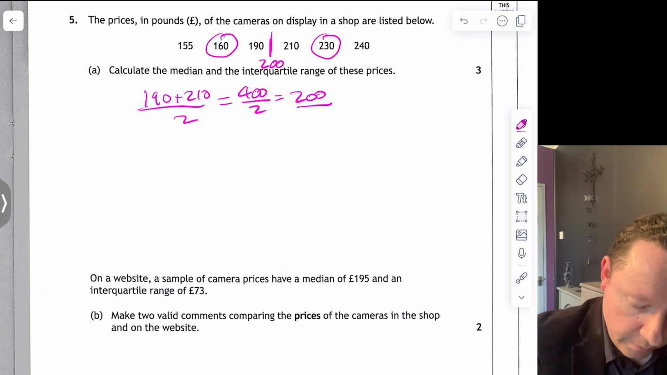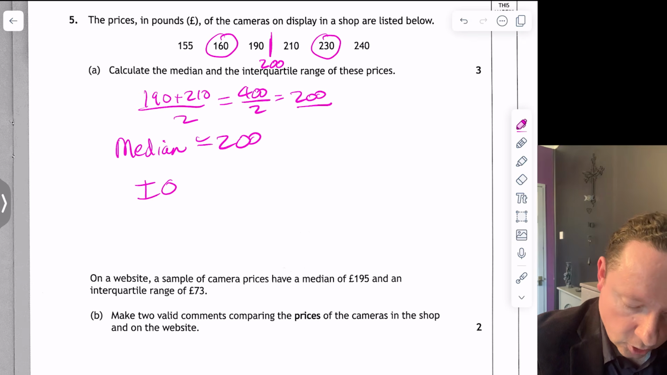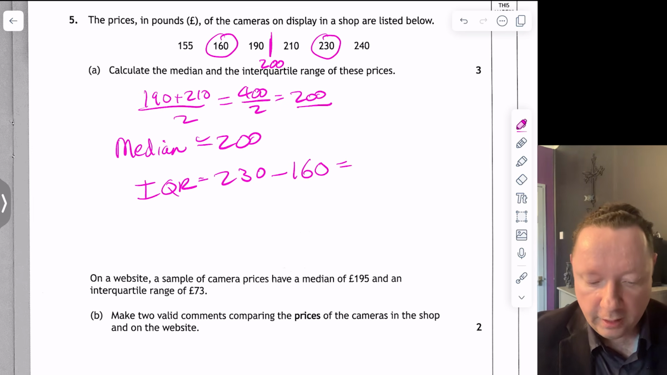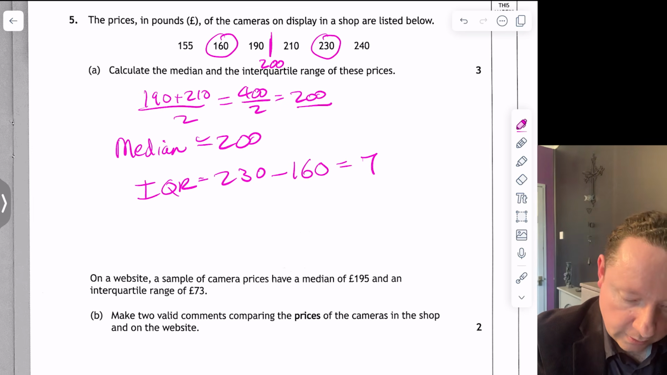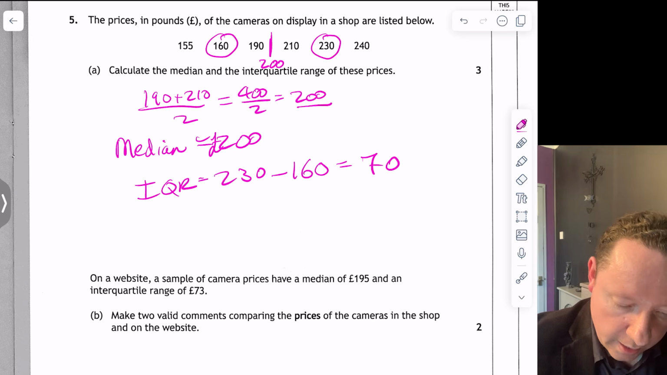So the median is 200, and the interquartile range is 230 minus 160. So that's 40, 50, 60, 70. Just to be clear, £200. And then interquartile range, you could probably have a pound sign on that, but maybe not. So we'll just leave that there. I'll put a pound sign just to be on the safe side.